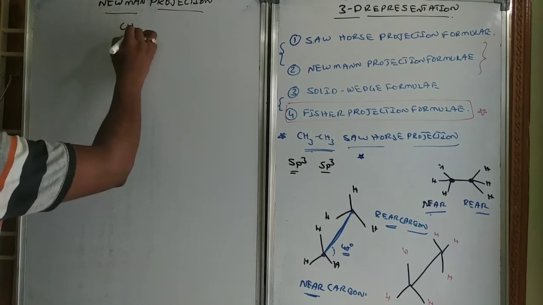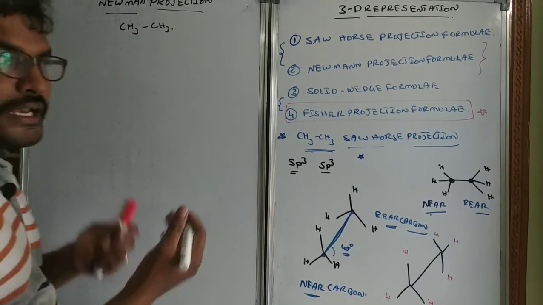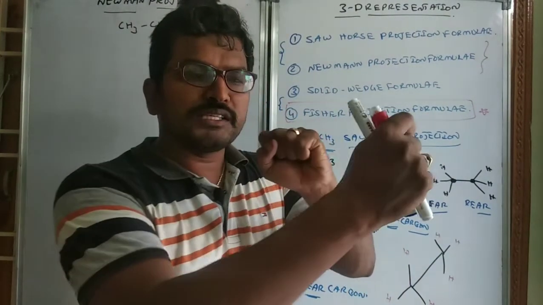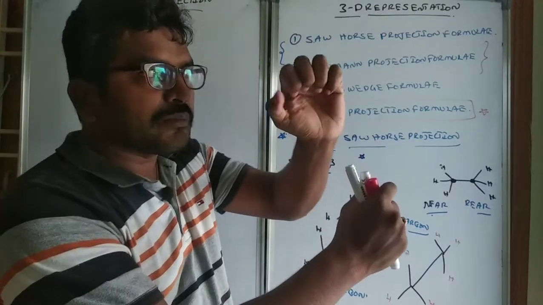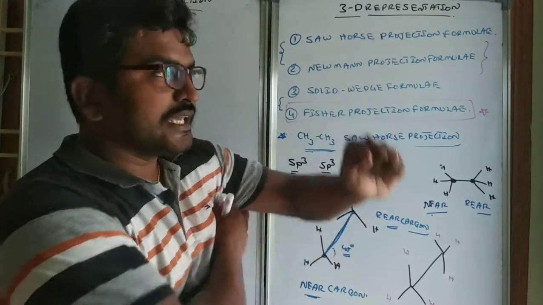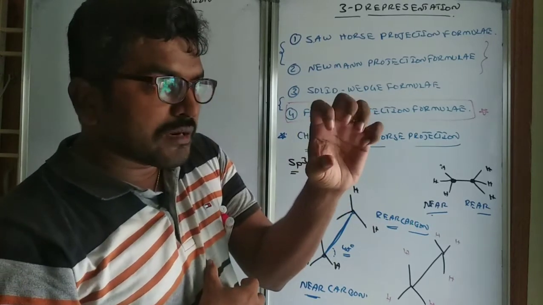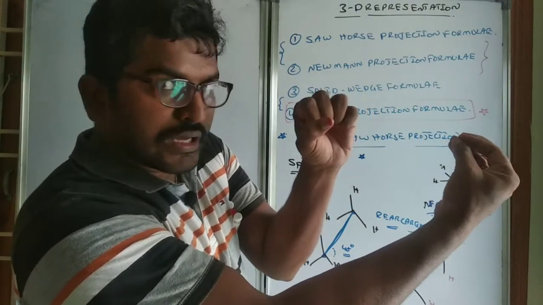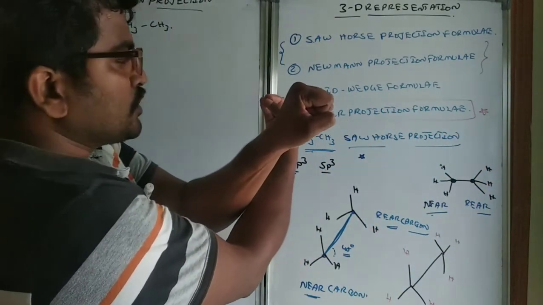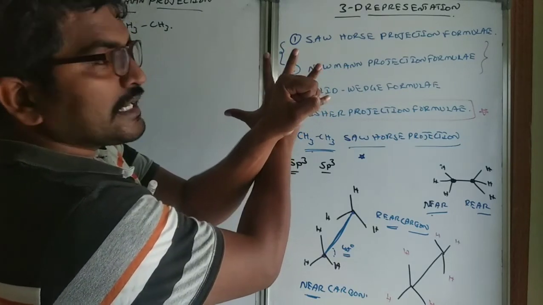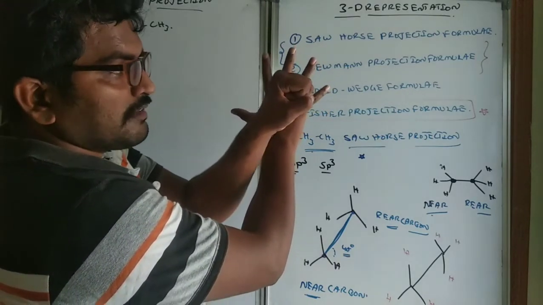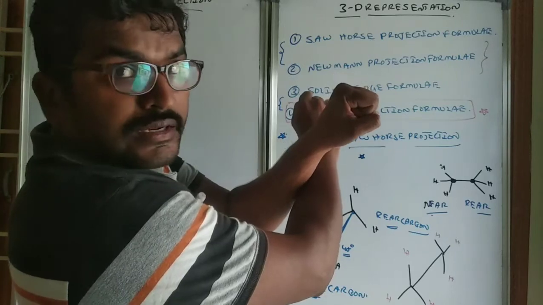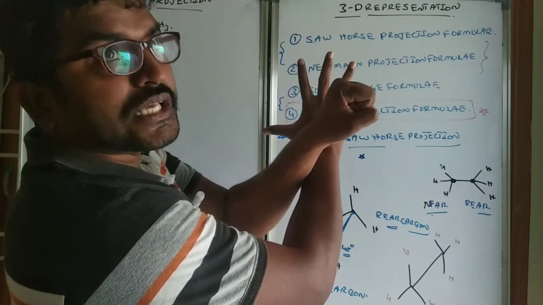In this Newman projection, if you take ethane, here also near carbon and then rear carbon will be present. When you are viewing the compound, this is near carbon and this is rear carbon. The near carbon is decreased and the rear carbon size is increased. If you take near carbon increased and rear carbon decreased, you can't see the carbon behind. If I increase the size of the rear carbon, you can see the rear carbon even though the near one is eclipsing. Like this you see the first one is eclipsing the back one. So to overcome the drawback, I will increase the size of the rear carbon.